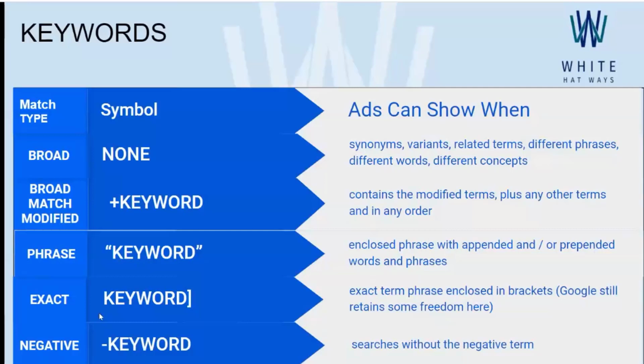So now you know that broad match has no symbol. Broad match modified has a plus symbol before the keyword. Phrase match is represented by two quotes, one on the left, one on the right, and exact match is represented by square brackets, one on the left and one on the right. So let's move on to the next slide.